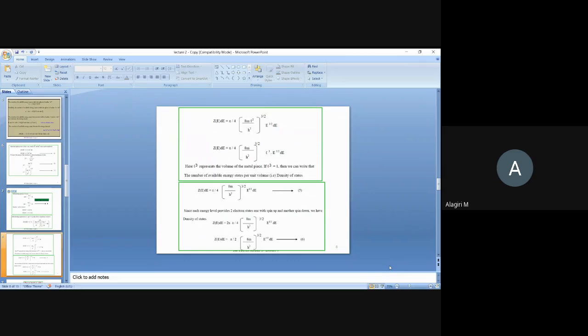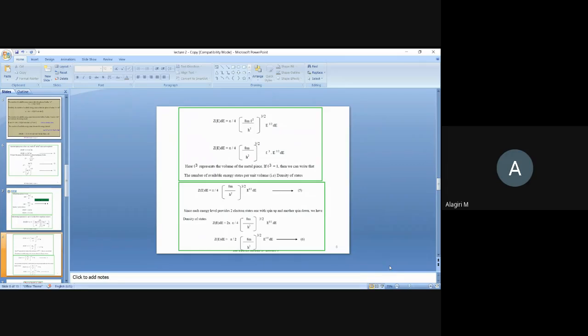According to the exclusion principle, each energy level provides two electron states, one with spin up and another spin down. So how many number of spins? 2 spins. So we would like to multiply 2 with equation number 5. Then the density of states equation becomes Z of E into dE equal to 2 into pi by 4 into 8m divided by h square power 3 by 2 into E power 1 by 2 into dE.